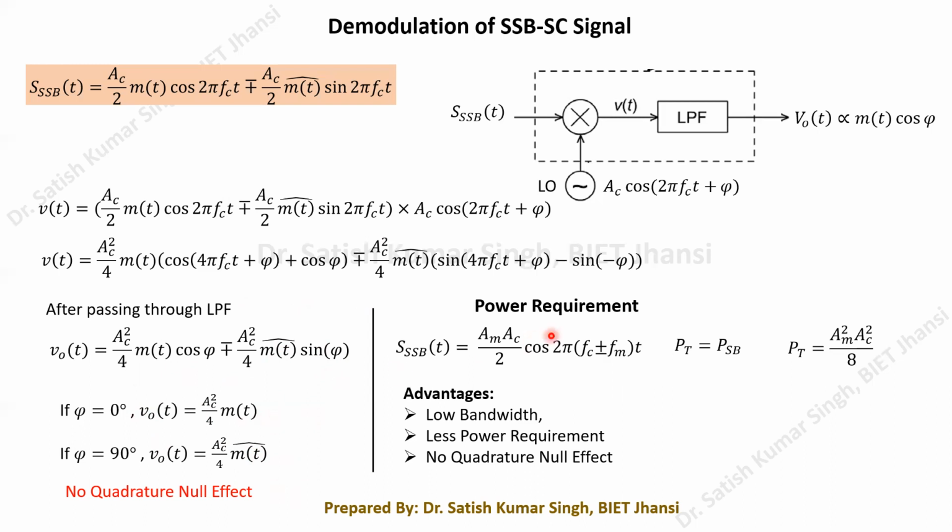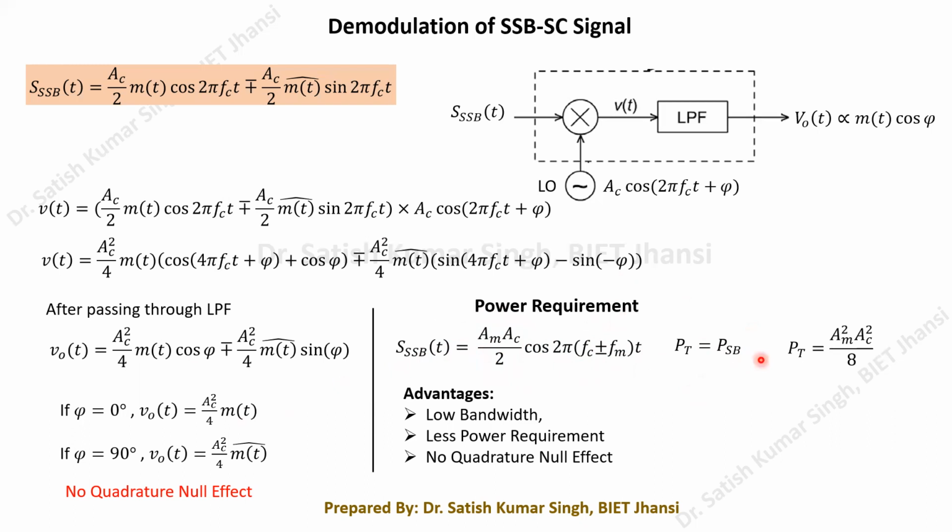Now again we can look at what the power requirement will be. As I said, the SSBSC signal is represented by Am Ac by 2 cos 2 pi (fc plus or minus fm)t. So either we can take only one sideband, either plus or minus sign. Ultimately, the total power of the modulated signal will be available only in the sideband, either the upper sideband or the lower sideband.